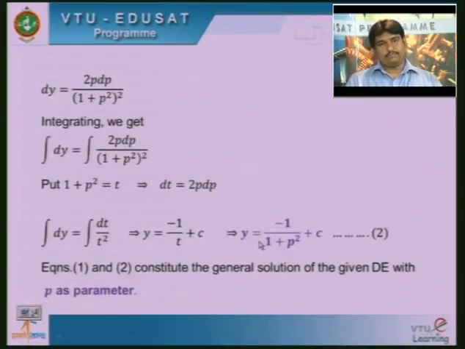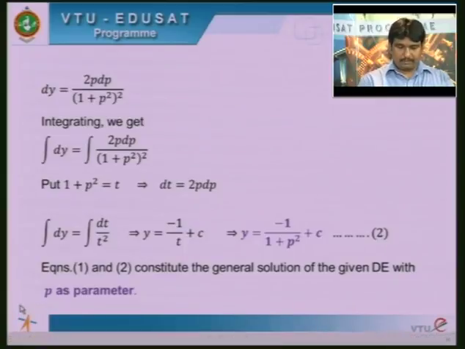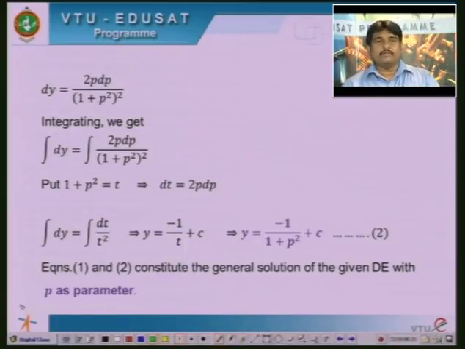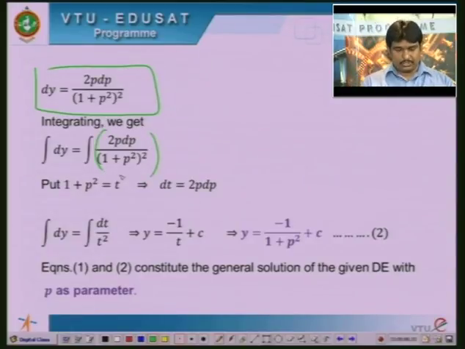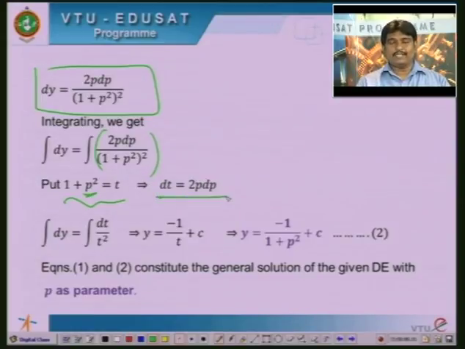Now solve this equation using variable separable technique. When we separate it, we get dy as 2p dp divided by 1 plus p square the whole square. So variables are separated here. Now integrate it to get y equals, of course, RHS we need substitution. LHS is y, to integrate RHS put 1 plus p square as t. When 1 plus p square is t, 2p into dp becomes dt. So make that substitution in the integral to get integral of dy equals integral of dt by t square.